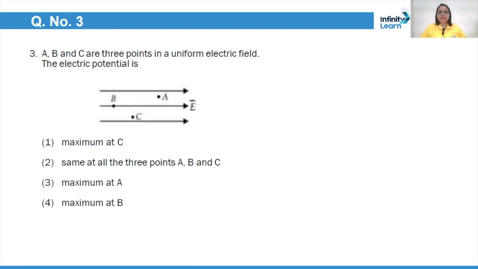Question 3. A, B, C are the 3 points in a uniform electric field. The electric potential is... So you can see that electric field is directed towards right, and we know that electric field is always in the direction of decreasing potential. So potential at A must be minimum, then C, then at B. So maximum potential will be at B. So correct answer is option 4.